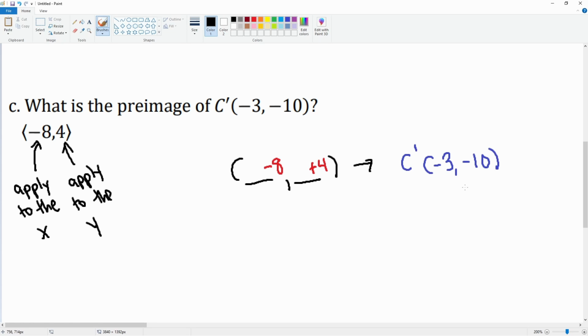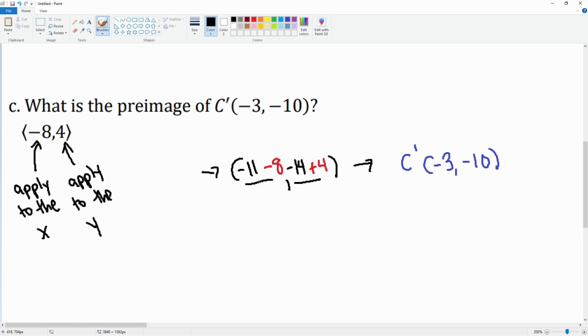Well, how do we get -10 by adding 4? What number could that be? If the number was maybe 16, would that work? 16 plus 4? No. Maybe it's a negative number. What about -14? -14 plus 4 would work. That gets us the value of -10. How do we get -3 if we have -8? Well, what if we just go backwards? 8, 9, 10, 11. So what about -11?